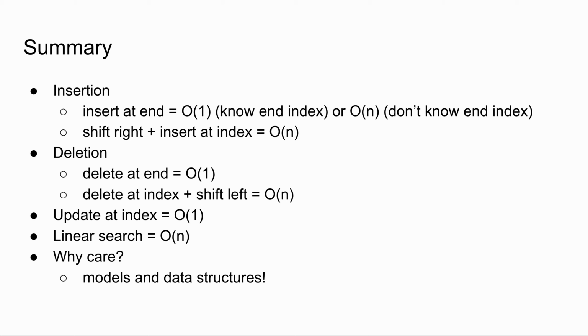Next, we learned that we can search for an element in an array by iterating through every element. This is called linear search and takes O of n time. Lastly, we learned that we should care about array operations because they are what make arrays such good models of physical objects and are also what allow arrays to be the foundation for more complex data structures.